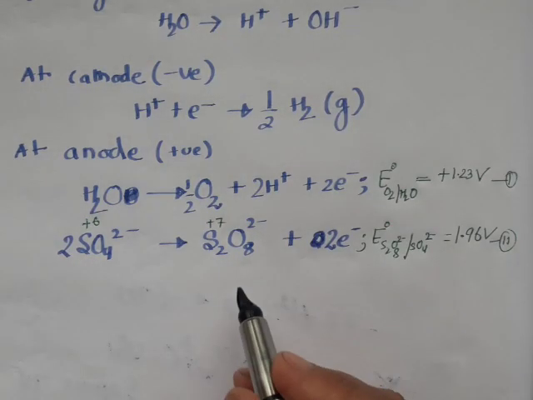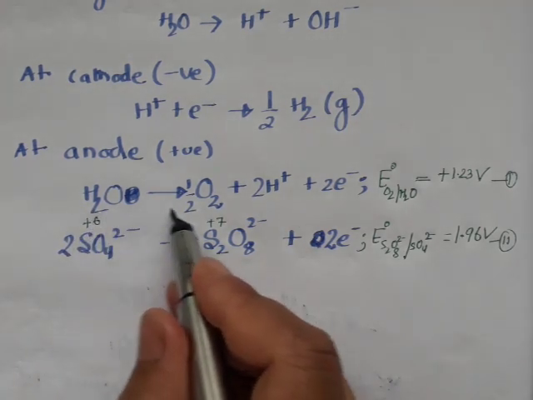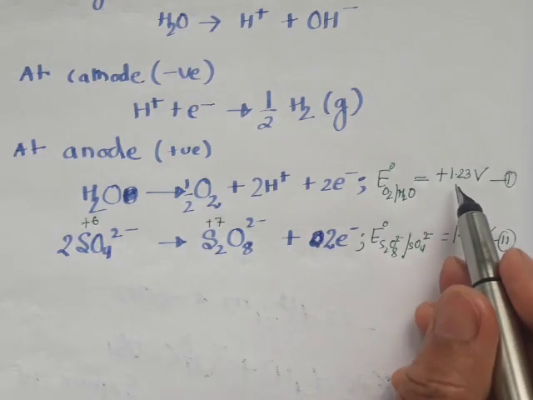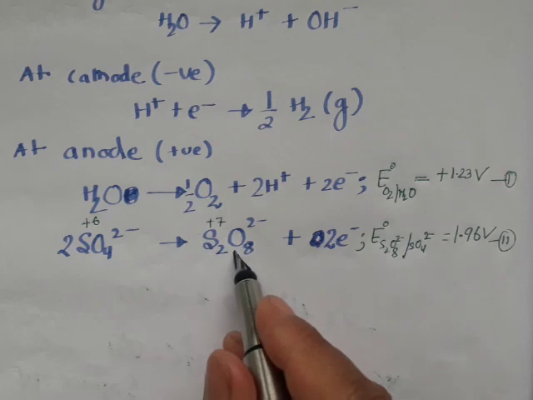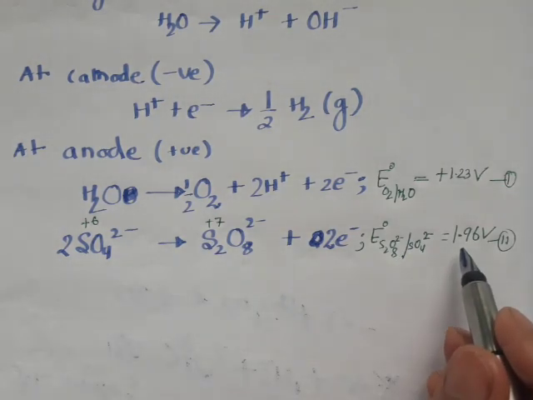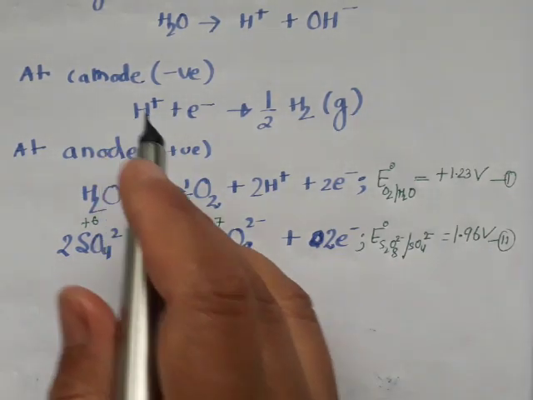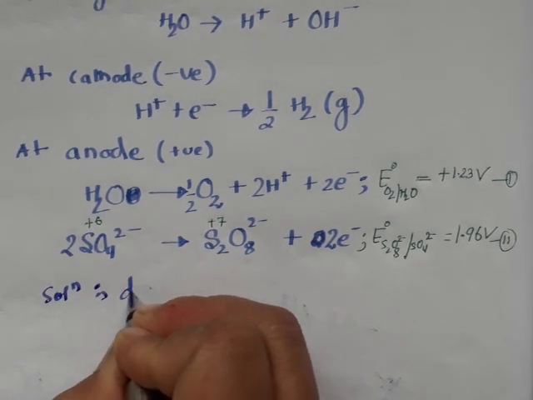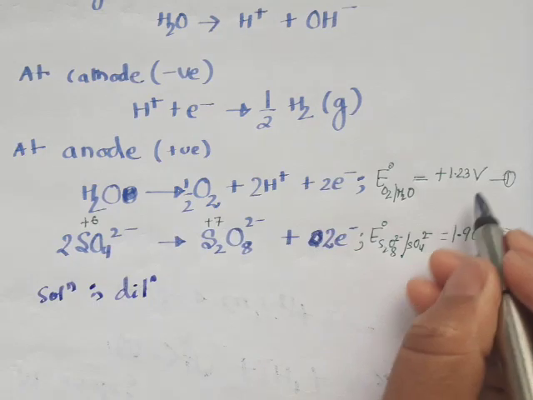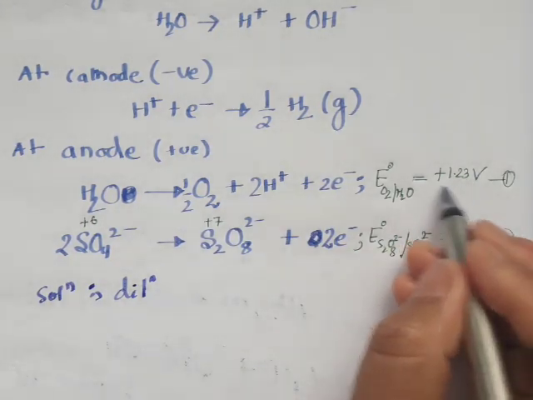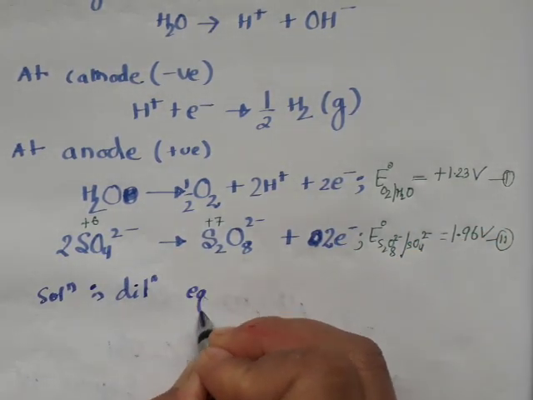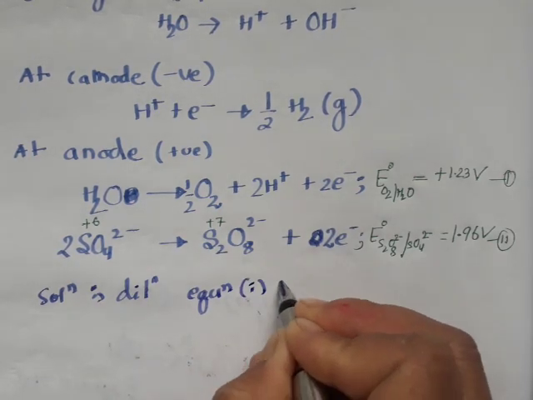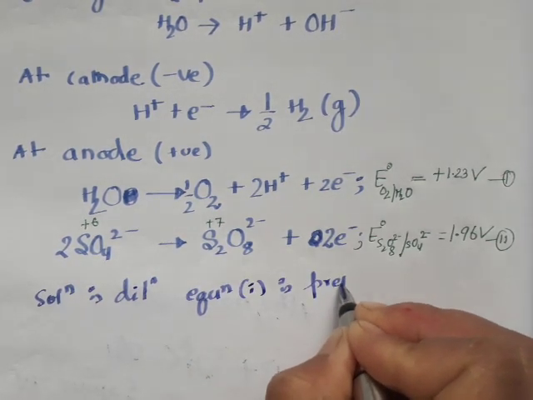Now the electrode potential of this reaction is plus 1.23, and for your sulfate, this reaction is here 1.96 volt. Now since your solution is dilute, okay, the solution is dilute, so equation 1 is preferred because of its lower electrode potential. So equation 1 is preferred, okay.